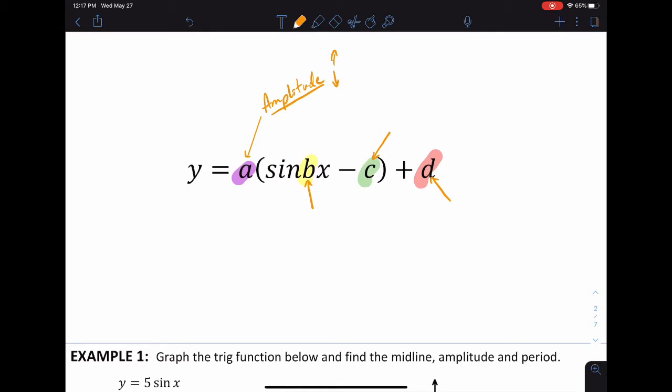Another word we've used before is stretch or compress, so that's going to affect A. B is going to affect what's called the period or the cycle. The bigger B is, the faster the cycle goes, the shorter the cycle is. The smaller B is, the longer the cycle gets. We're going to do some problems with that. So that's what that controls. C is what we call a phase shift. C and D are actually called phase shifts.